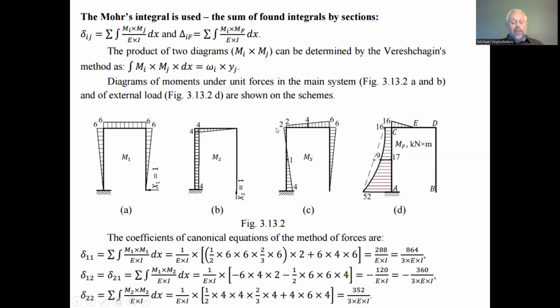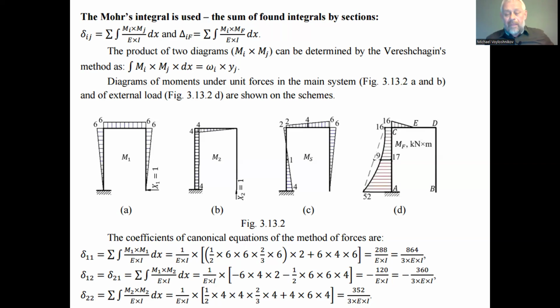So we have 2, 6 minus 4, we have 2. Transmission of the bending moment for the total unit diagram, and the 6 is here, because we have 0 here and the 6 here and the 6, and so on. So we have a total unit force diagram, and the diagram of the bending moment in the main system of the assigned frame and the action of the external load.